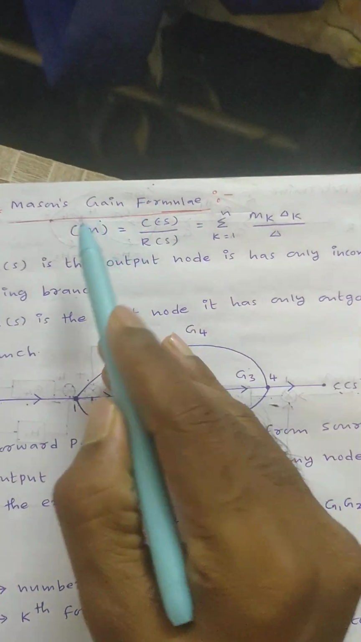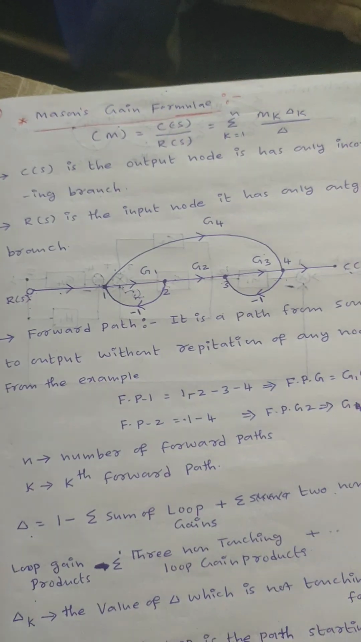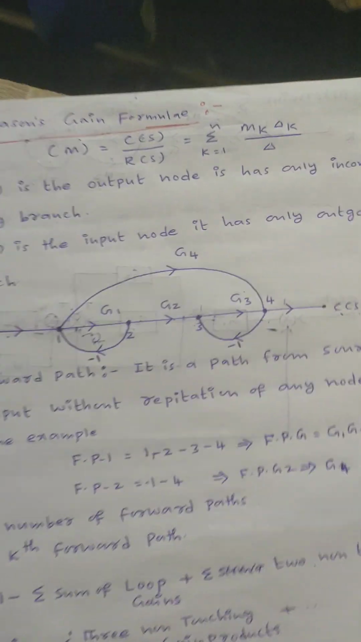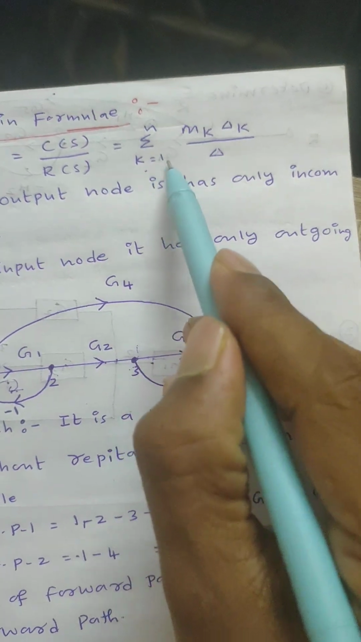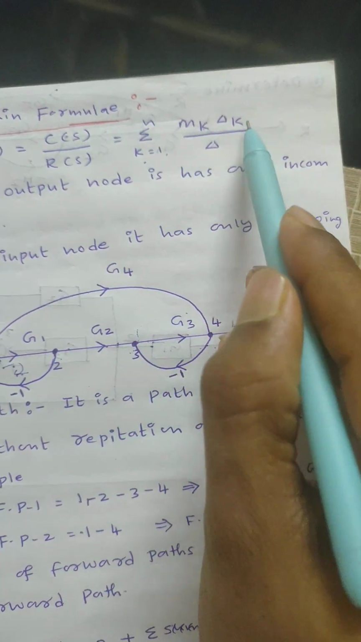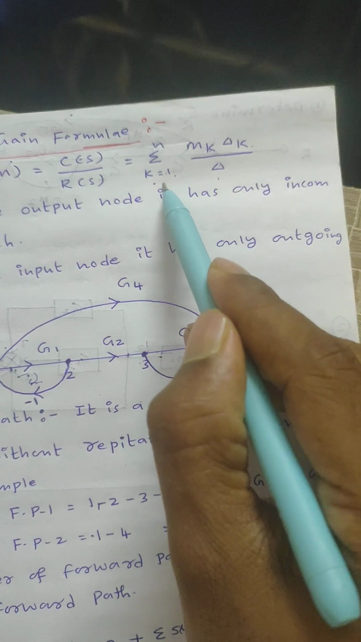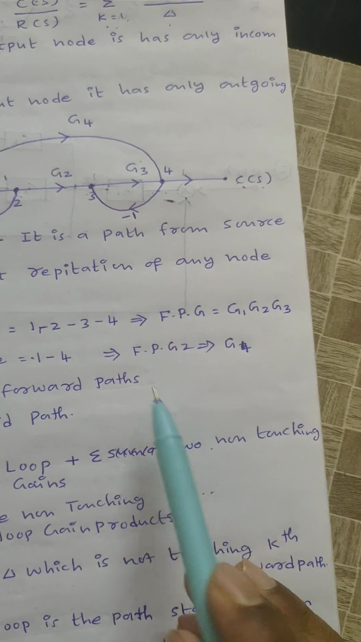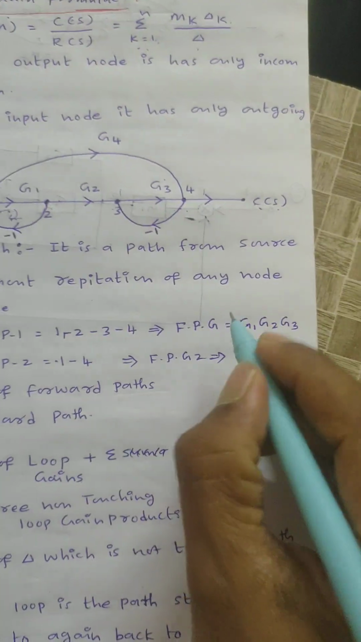After that, what is the formula? Mason's gain formula M is equal to summation k equals 1 to N of Mk delta k by delta. N is the number of forward paths. We already saw how many forward paths there are.